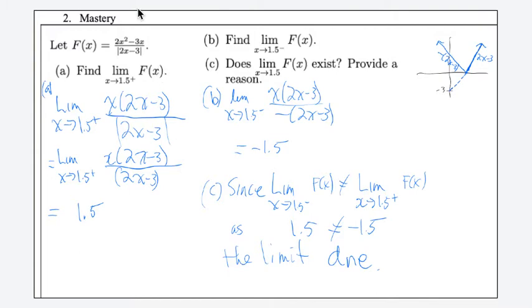So one of the things I notice right away is I see the 2 and the negative 3. So I notice that probably we're going to have some common factoring here. 2x squared minus 3x, x is common, so I'm factoring out an x. So I'm left with x bracket 2x minus 3. And I am doing a limit here as x approaches 1.5 from the positive side, so that's from the right side.